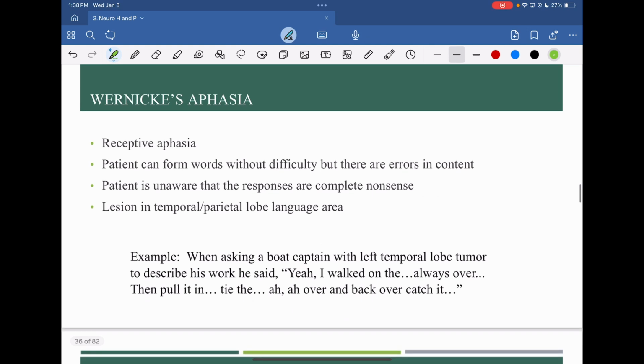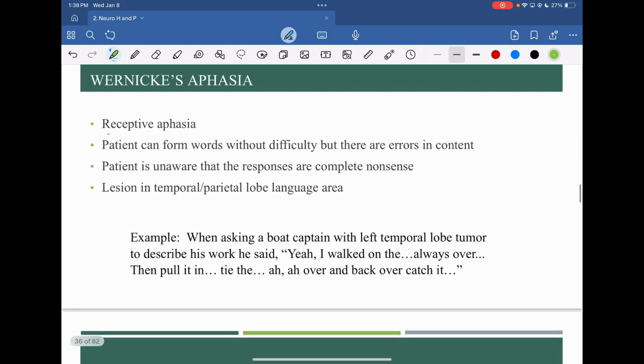Here's your Wernicke's aphasia. It's also known as a receptive aphasia. They can form words without difficulty, but there are errors in the content. They don't make any sense in the content of what they're telling you. They are unaware of this. They don't know what's happening. In Broca's, they do know what's happening. It's very frustrating for Broca's patients because they're trying to get those words out, but they just physically can't. And again, the lesion is in the temporal parietal lobe language area, that's where your Wernicke's is, temporal parietal.